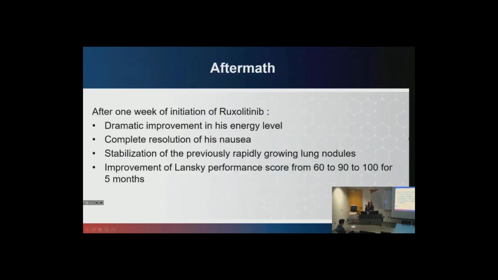After 1 week of initiation of this drug, the patient had dramatic improvement in his energy level, his nausea resolved, his previously growing lung nodules stabilized, and there was improvement in his Lansky performance score. The Lansky performance score is very similar to the ECOG scale, but it's for pediatric patients who are less than 16 years of age. 10 will show a patient who's very disabled and would not even be involved in passive play, and 100 would be a normal child with normal activity level. So this patient, who had a score of 60, actually went from 60 to 90 to 100. That was an overly dramatic improvement.